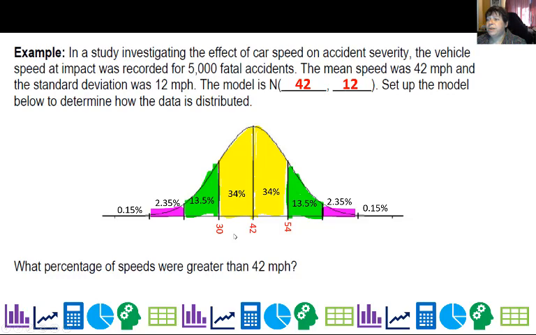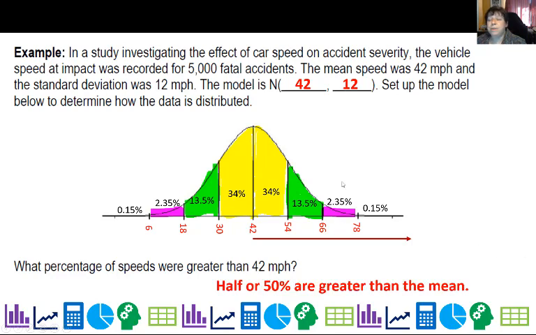Subtract 12, I get 30. Add another 12 here and subtract another 12 and keep going until I have my model filled out. So now when I ask you what percentage of speeds are greater than 42, you might say, oh, I didn't really need the graph because that's pretty much half the data, or 50% are going to be greater than the mean. So when you're looking at 1/2 of the bell curve or normal distribution, you have half the data.